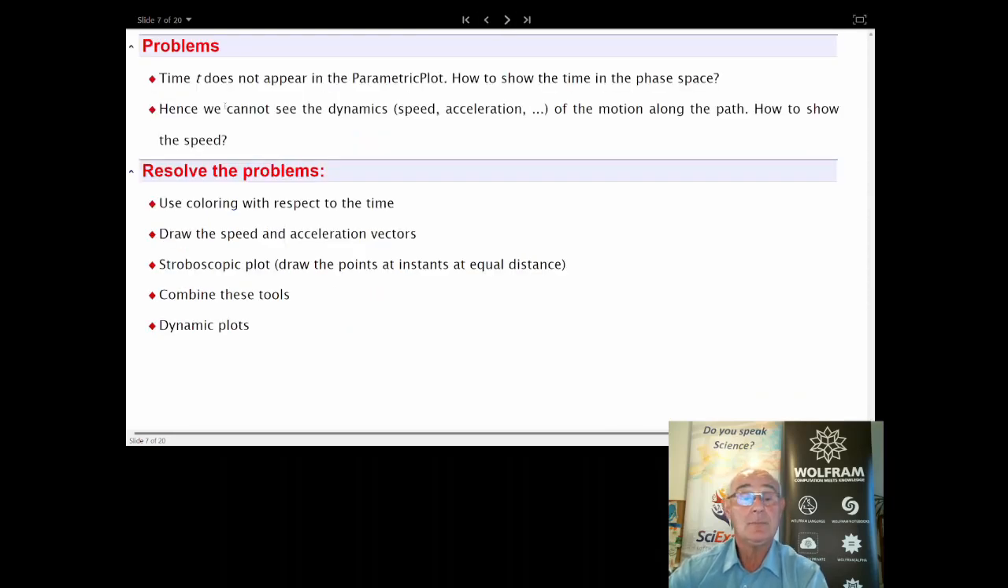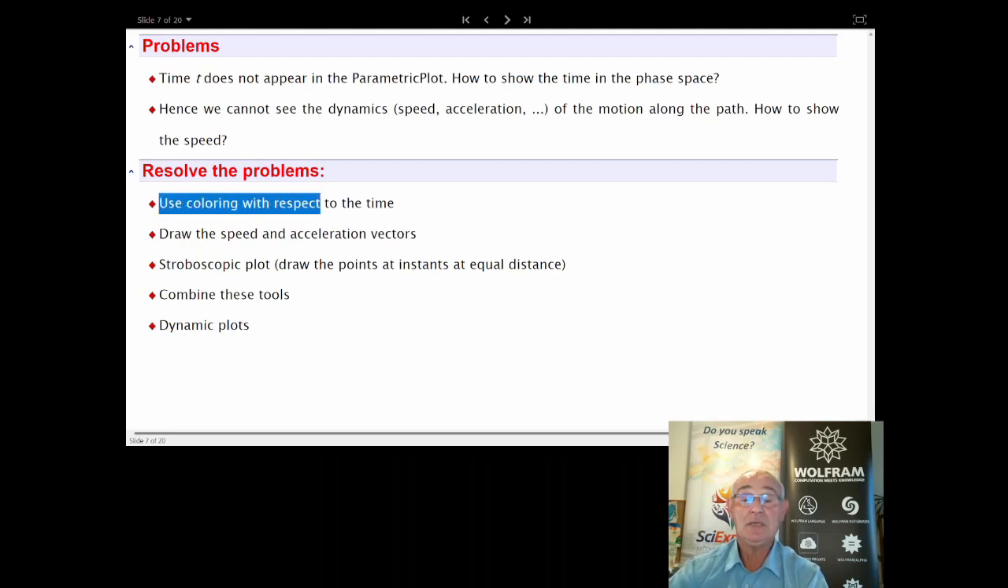Now, there are some problems with these curves. When we plot the parametric curve, the time doesn't appear in the parametric plot. How to show the time in the phase space? Hence, we cannot see also the dynamics of the curve. We cannot see the speed, how fast the motion is. We cannot see the acceleration of the motion along the path. How to show them? How to resolve those problems?